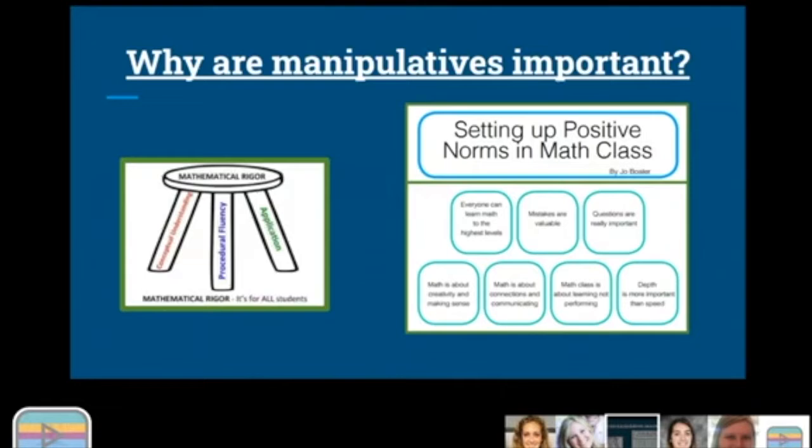You're going to hear all of these amazing teachers, and it's very evident that they know that everyone can learn math to the highest levels. So let me get started and show you where to find these tools.